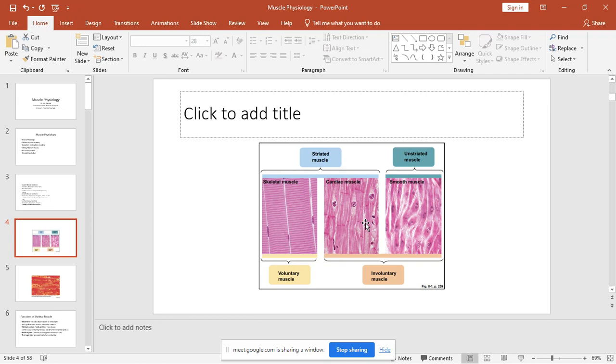I'll tell you when I remember. But basically, there are special channels that allow ions to move from one cell to the other, and it helps to spread the depolarization, basically.